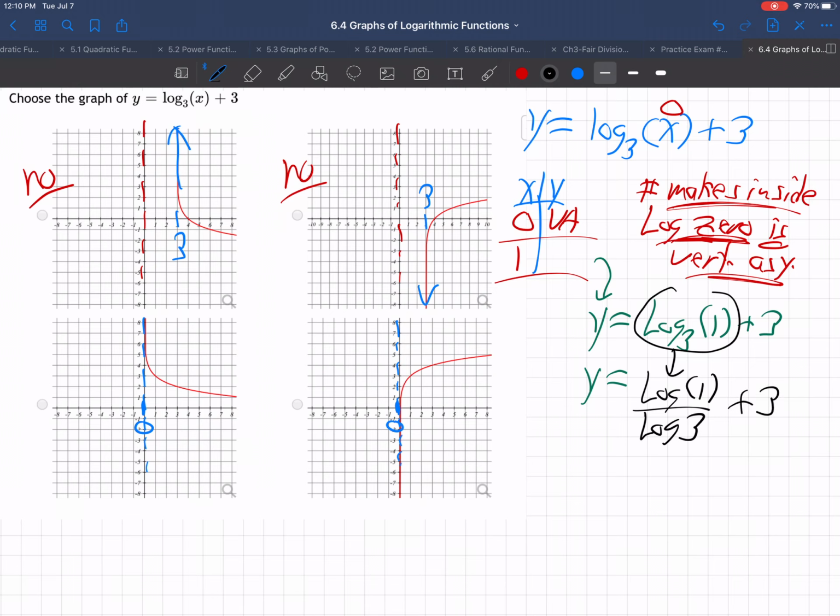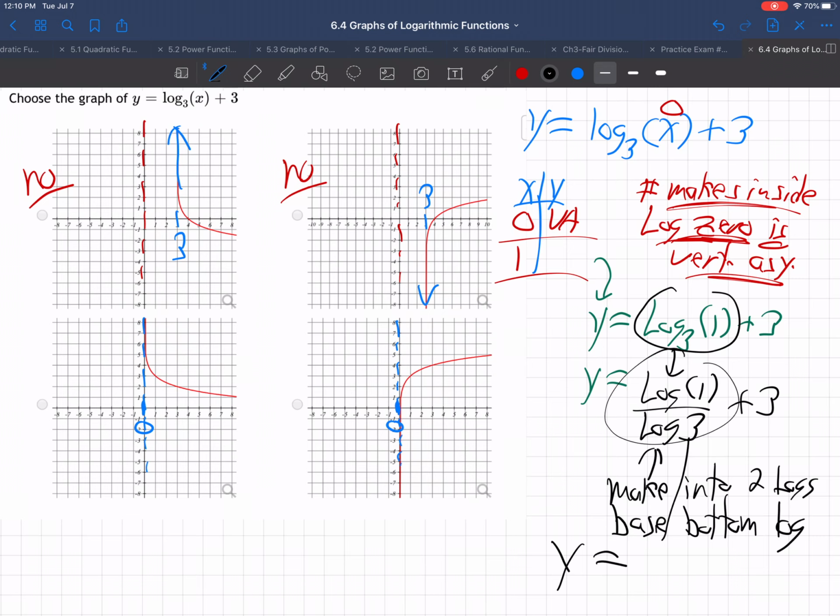and then there's the plus 3. So you have to make it into 2 logs. Base is the bottom log, right? Because base means bottom. Like the base of a table is the bottom. So the base is the bottom log. So when you hit the buttons on your calculator for that, this whole thing becomes 0. So 0 plus 3 is 3.